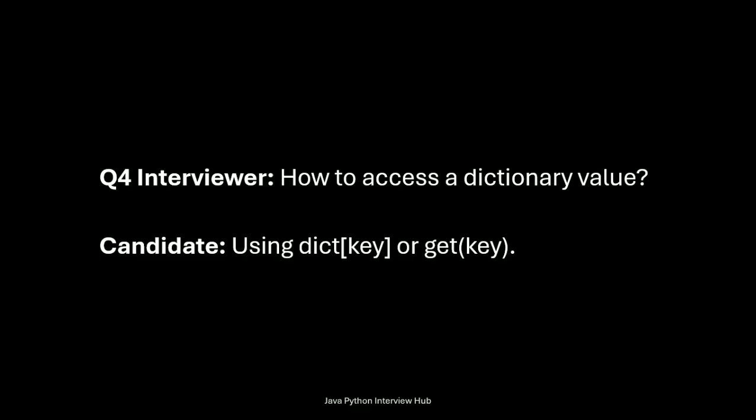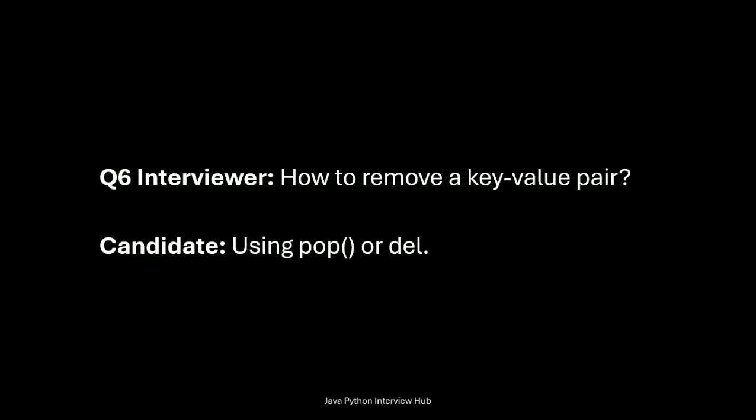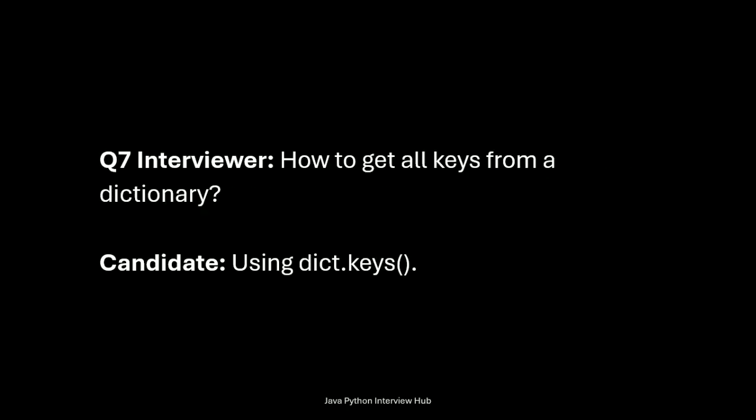How to access a dictionary value? Using dict[key] or dict.get(key). How to add a key value pair? Here dict means your dictionary name, specify key is equal to specify your value. How to remove a key value pair? By using pop or del.